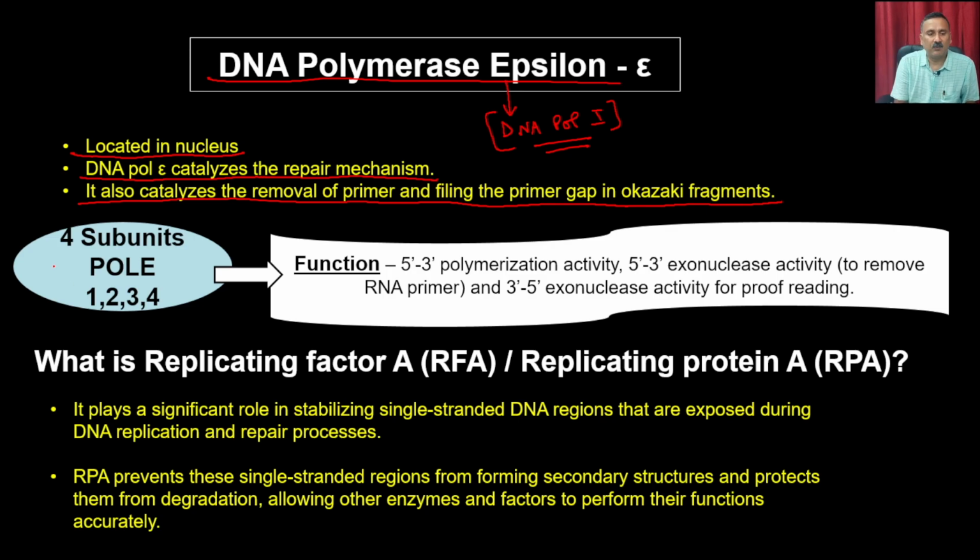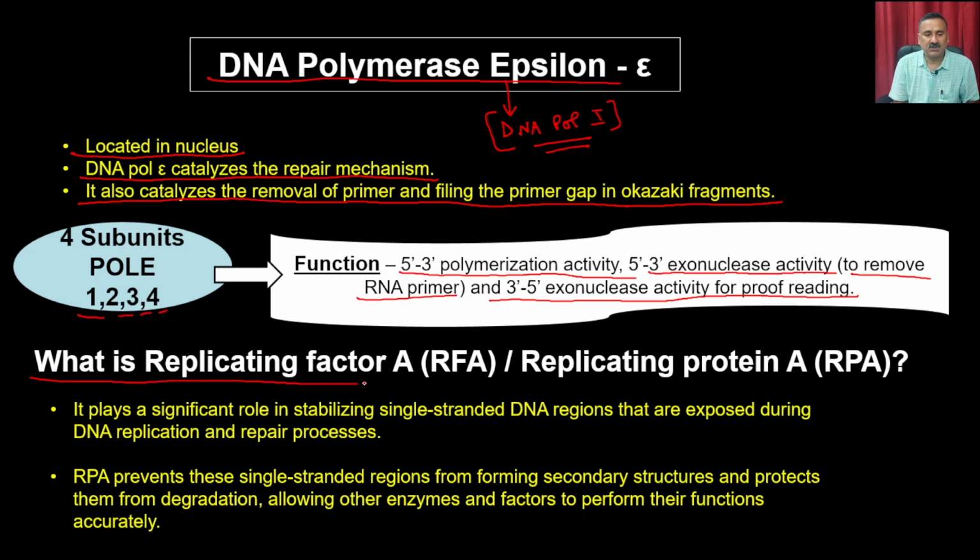It is going to have 4 subunits, 1, 2, 3 and 4. The 5 prime to 3 prime polymerase activity, 5 prime to 3 prime exonuclease activity, and 3 prime to 5 prime exonuclease activity are present in the DNA polymerase epsilon, and they are required for different types of activities. For example, 5 prime to 3 prime exonuclease activity is required to remove the RNA primer, whereas 3 prime to 5 prime exonuclease activity is required for the proofreading.